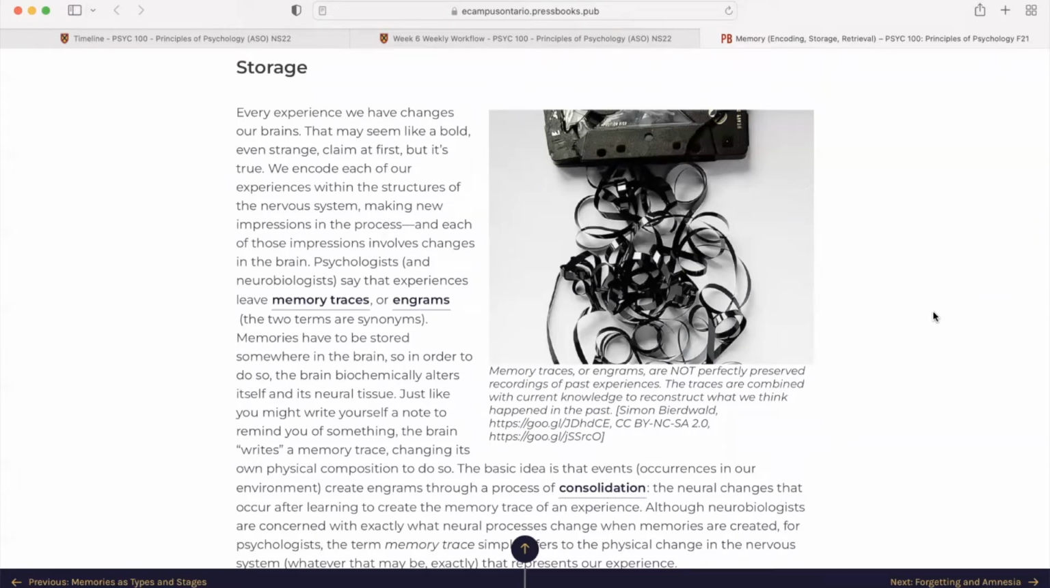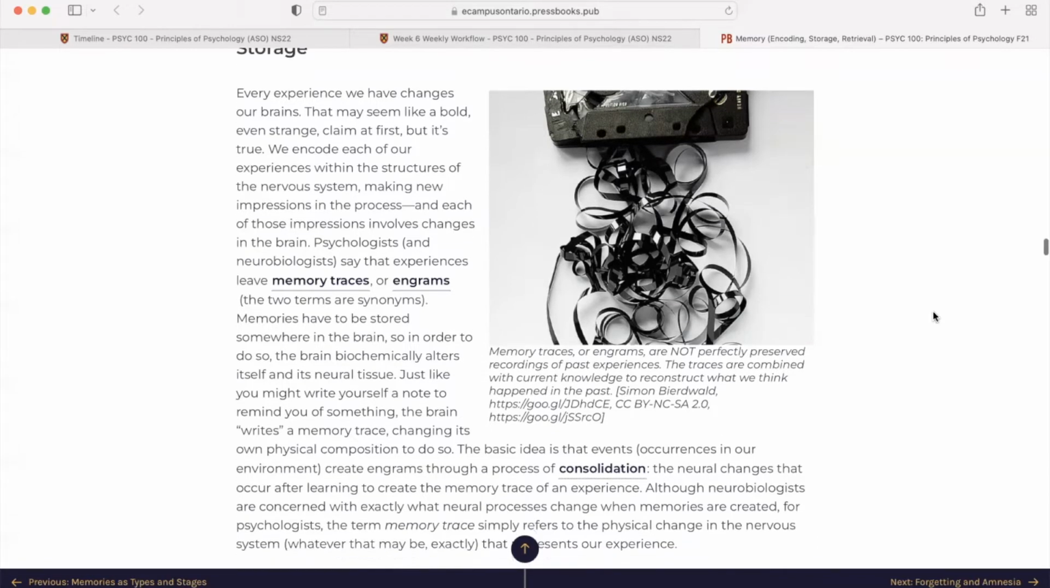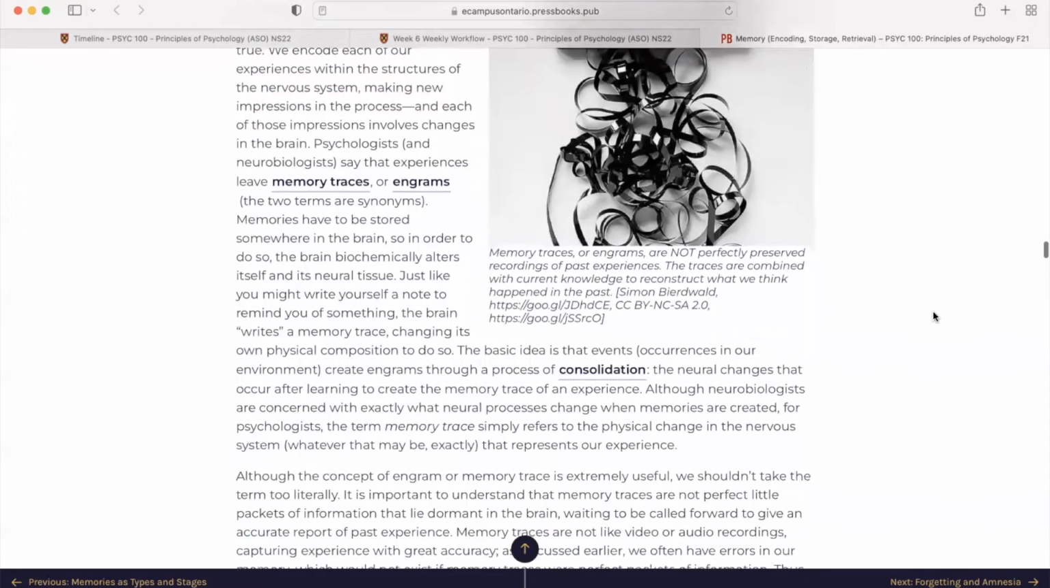Psychologists and neurobiologists say that experiences leave memory traces or engrams. The two terms are synonyms. Memories have to be stored somewhere in the brain, so in order to do so, the brain biochemically alters itself and its neural tissue. Just like you might write yourself a note to remind you of something, the brain writes a memory trace, changing its own physical composition to do so.